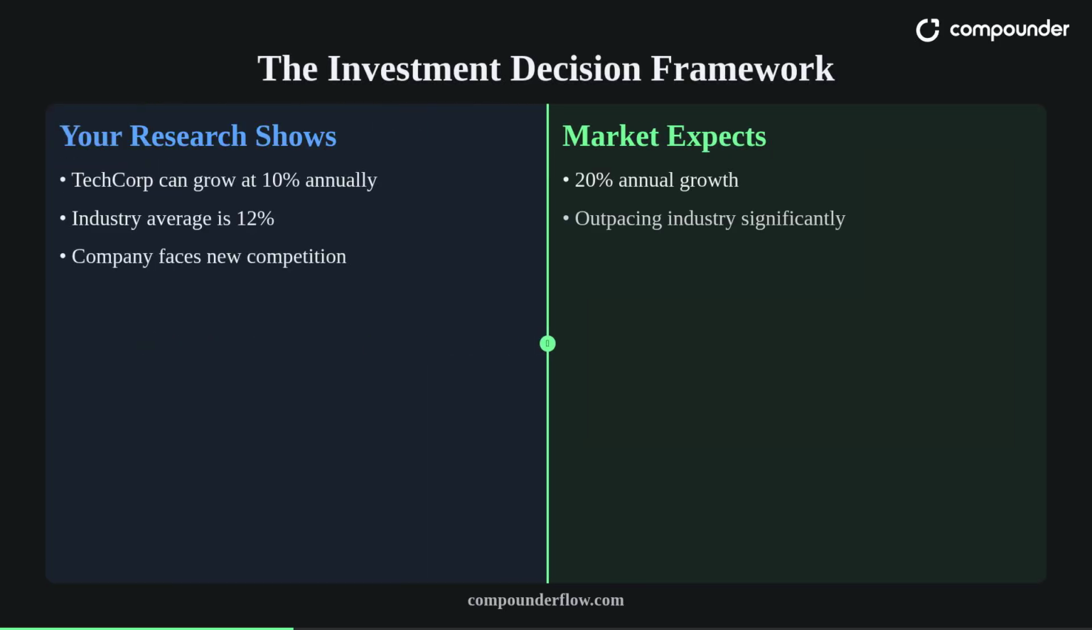This is where reverse DCF becomes incredibly powerful for investment decisions. If you believe TechCorp can only grow at 10% annually, the stock looks overvalued. But if you think 30% growth is achievable, you might have found a bargain. The reverse DCF doesn't make the investment decision for you. It clarifies what decision you're actually making.